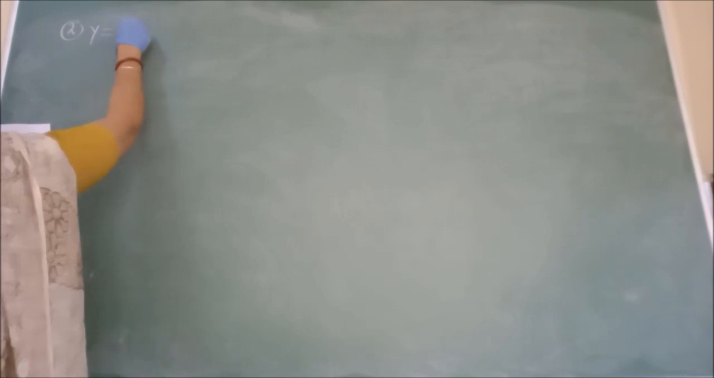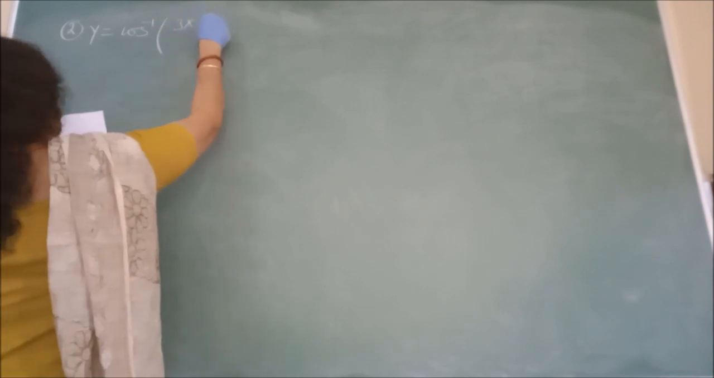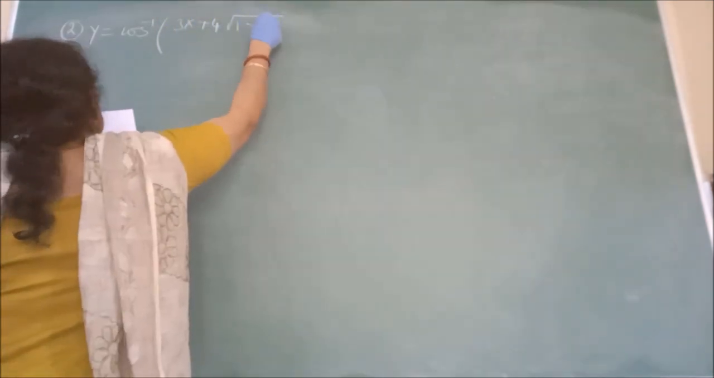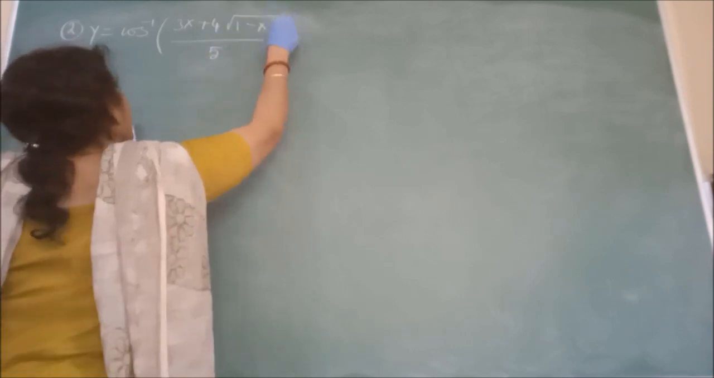Yes, next question, I am taking y equal to cos inverse of (3x plus 4 into under root of 1 minus x square) the whole upon 5. Okay, whole upon 5. Now listen. Now this is called, we say, polar form. So how to do this question? Now listen. Anyhow, we cannot do differentiation directly. We have to give substitution. So how can we give substitution?